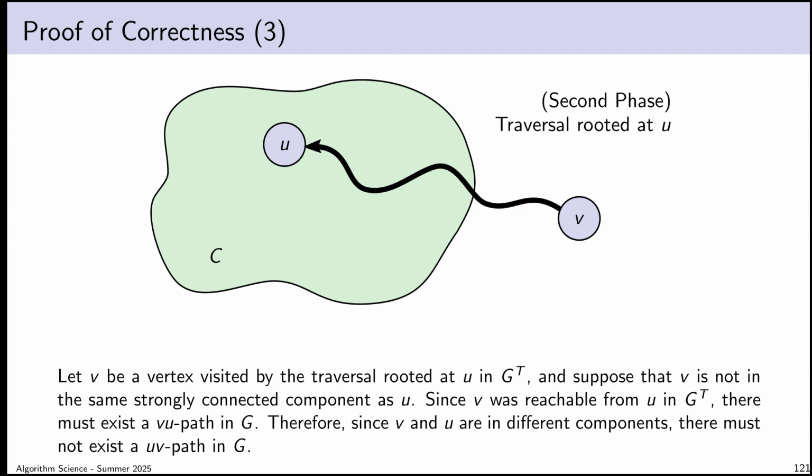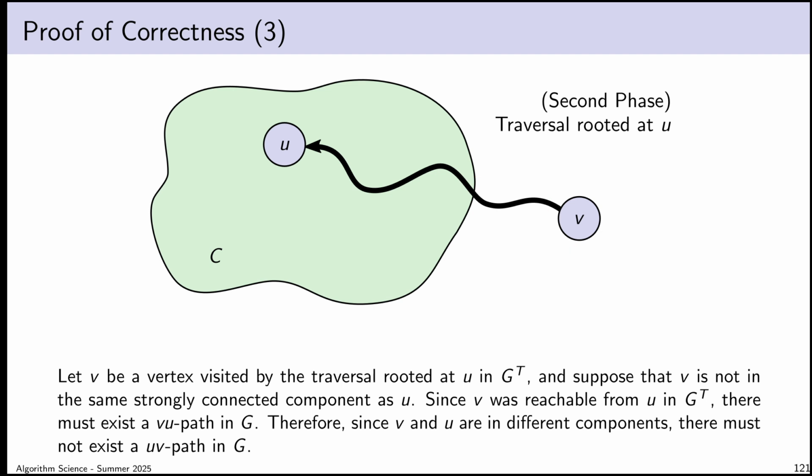So suppose that U is a vertex visited by this traversal. And what I want to prove with theorem C is that this vertex must be in the component. That's what I'm trying to prove. So for the sake of a contradiction, suppose that the vertex I discovered is not in the same component as my starting point. Okay, so what do I know?